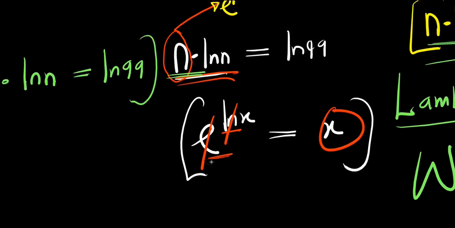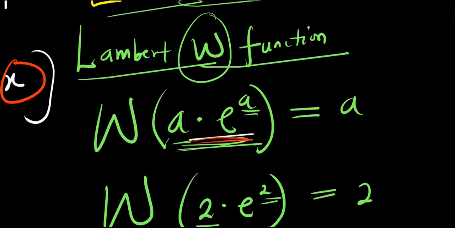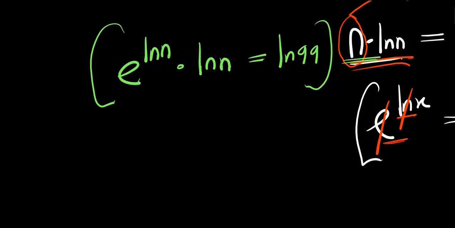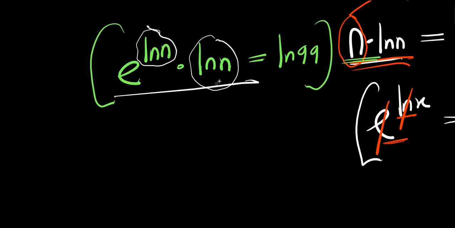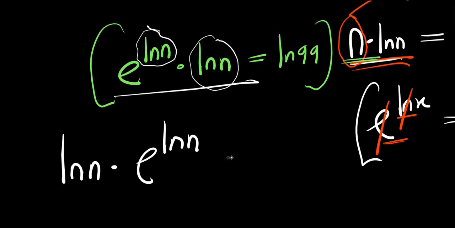Now, let's get back to what we are actually modeling this particular equation to. Look at this. At this particular point, you notice that we have the a times e power of a. That means the a comes first before e power of a. So we need to come over here and rearrange this. Since this represents our a and this also represents our a, the a comes first. That means ln n comes before e power ln n, and this equals ln 99.